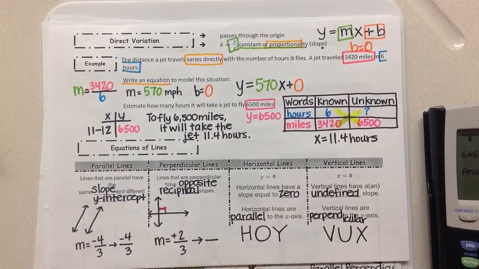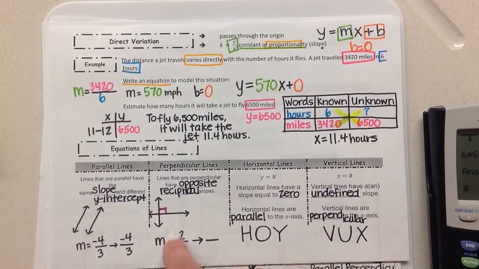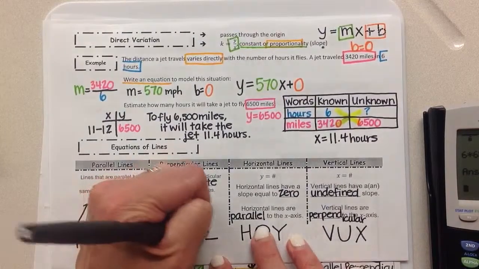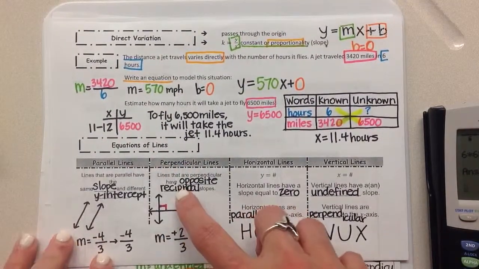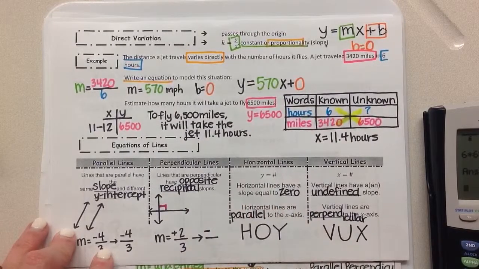Perpendicular lines, however, have a pattern to their slopes, and they obviously can't be the same, because perpendicular lines are going to intersect, and specifically they're going to intersect at right angles. So lines that are perpendicular have opposite reciprocal slopes. Opposite means there's going to be a sign change. So if one slope is positive, the other slope is going to be negative. And then reciprocal is just a fancy word for saying, hey, flip your fraction. Those numbers are going to be in opposite spots.